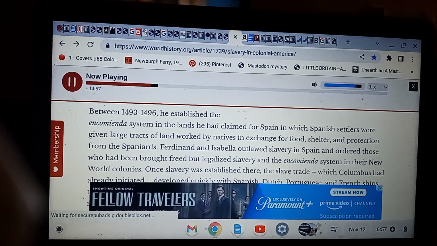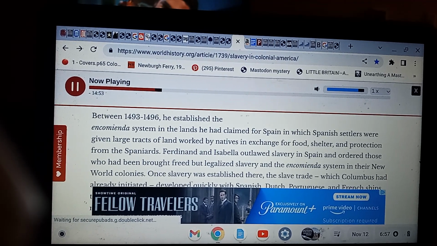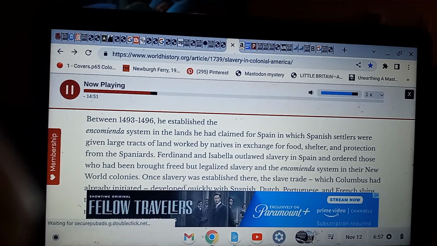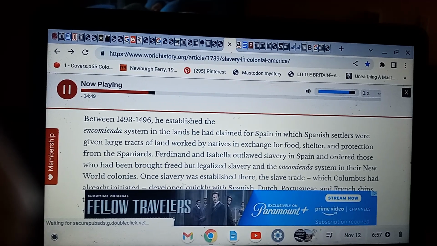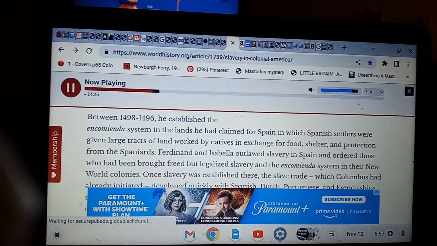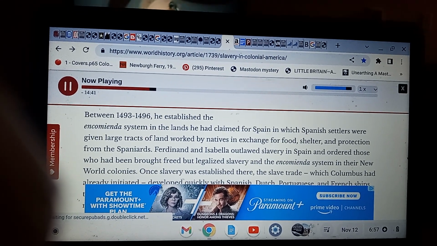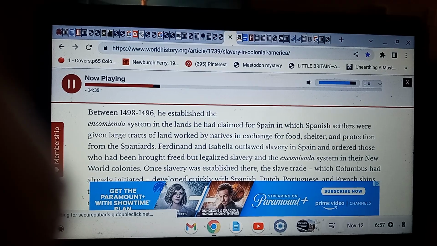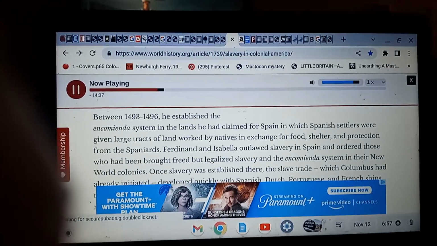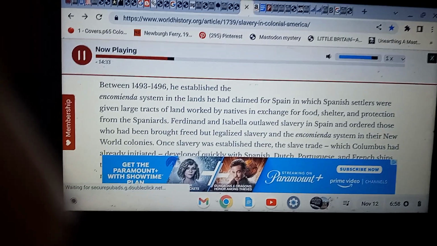Between 1493 to 1496, he established the encomienda system in the lands he had claimed for Spain, in which Spanish settlers were given large tracts of land worked by natives in exchange for food, shelter, and protection from the Spaniards. Ferdinand and Isabella outlawed slavery in Spain and ordered those who had been brought there freed, but legalized slavery and the encomienda system in their New World colonies.